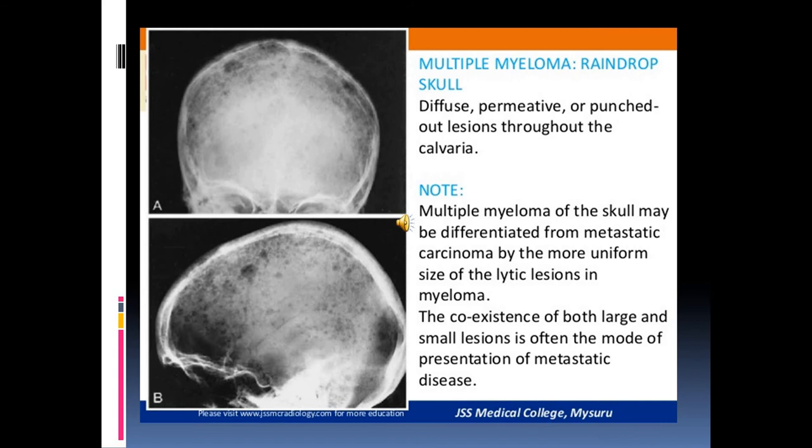Sometimes we can put a differential diagnosis, which is metastasis to the skull, but usually metastasis shows larger sizes and the lesions are not so equal or near each other in size. So this can be an important description for both multiple myeloma and metastasis.